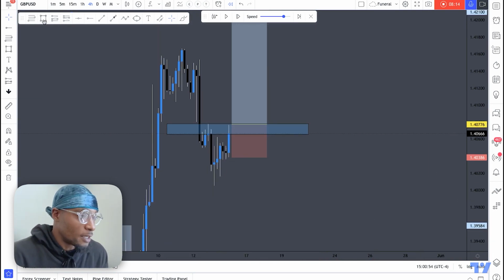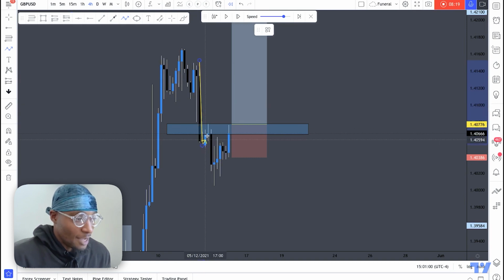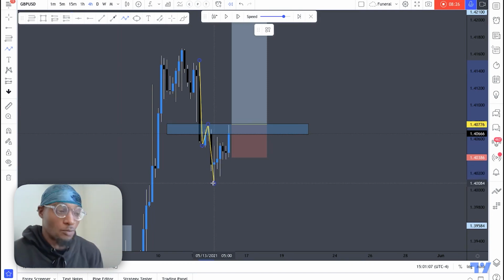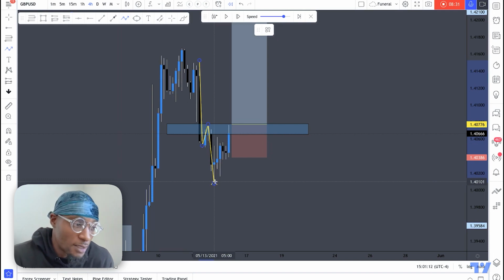Well, we are currently breaking structure to the downside. We recently broke this support level, came back. We did not create any higher highs. We created a lower high actually, and then we created a lower low. So that is bearish structure, and we do not want to enter in on bearish structure. We want to wait until it's bullish in alignment with the direction that we want to trade.